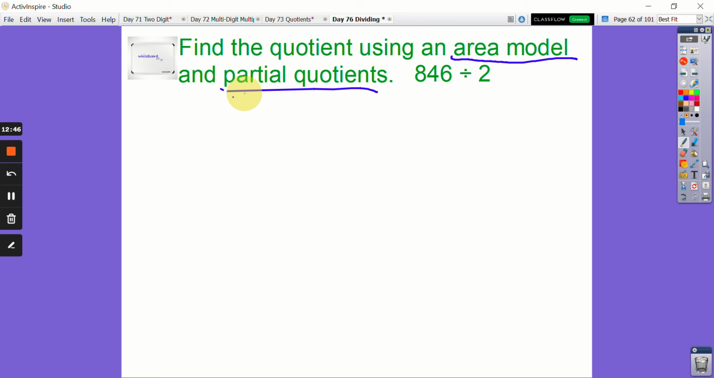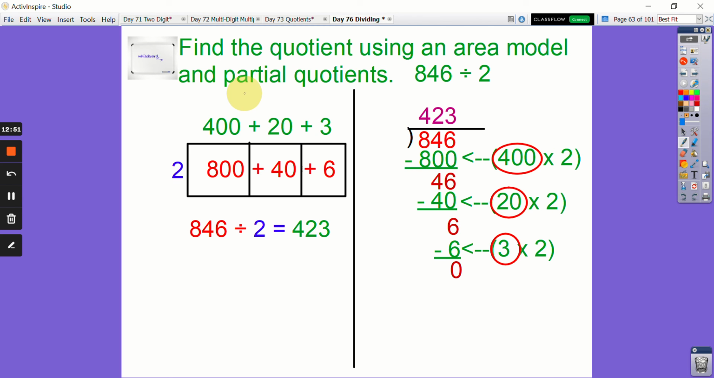Okay, you guys are back. Let's see it. When we look at the next one, hopefully you broke up 846. 2 times 400 is 800. 2 times 20 is 40. 2 times 3 is 6. When you add those up, we get a quotient of 423. So that's the same thing you're doing over there on your partial quotient.